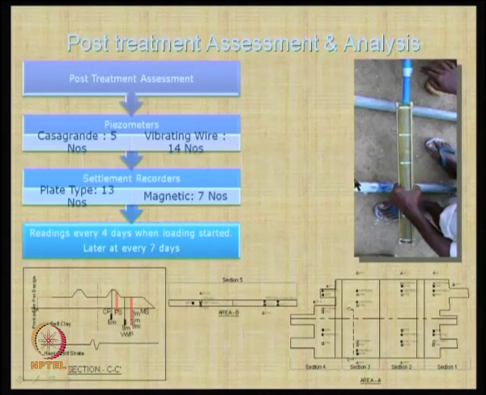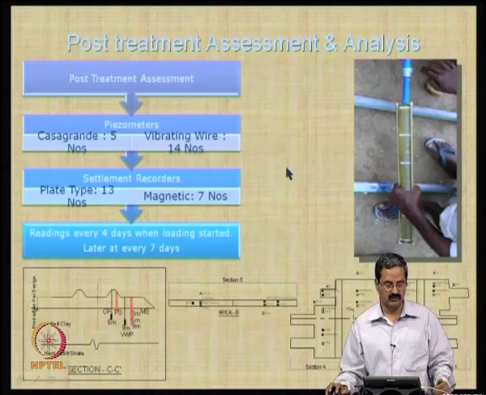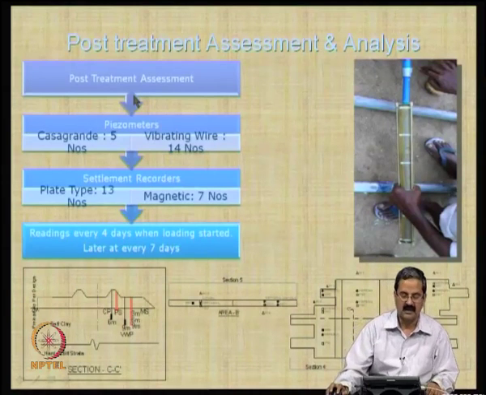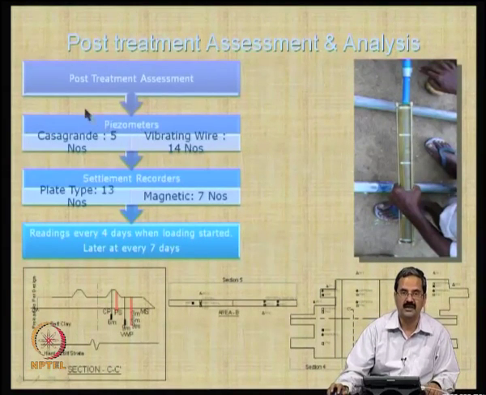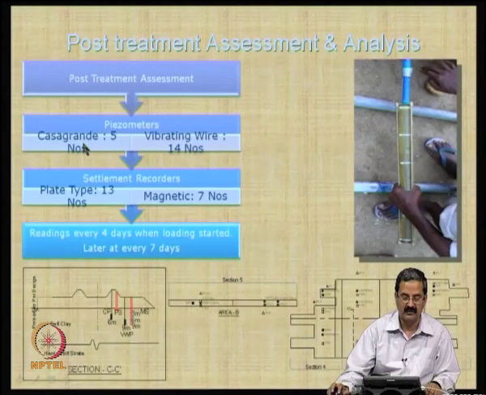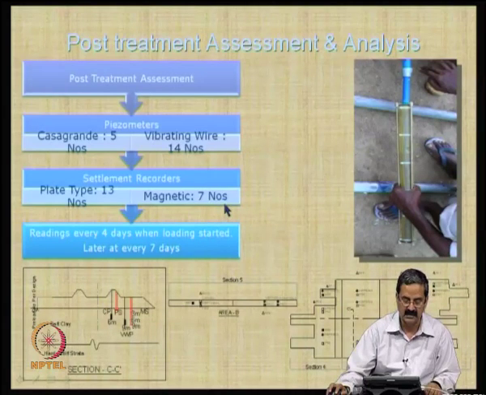Sometimes the contractors are also expected to show that their system works. So, post-treatment assessment and analysis is a very important part of the project. They used piezometers, cassagrande type, 5 numbers, then vibrating wire, 14 numbers, and settlement recorders, plate type 13 numbers, magnetic 7 numbers.